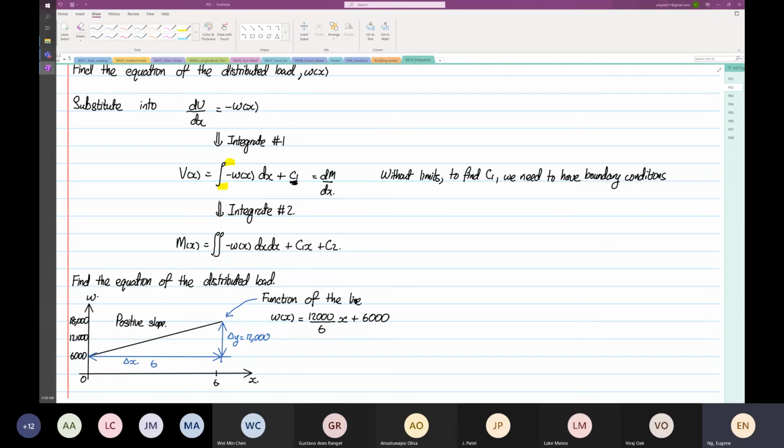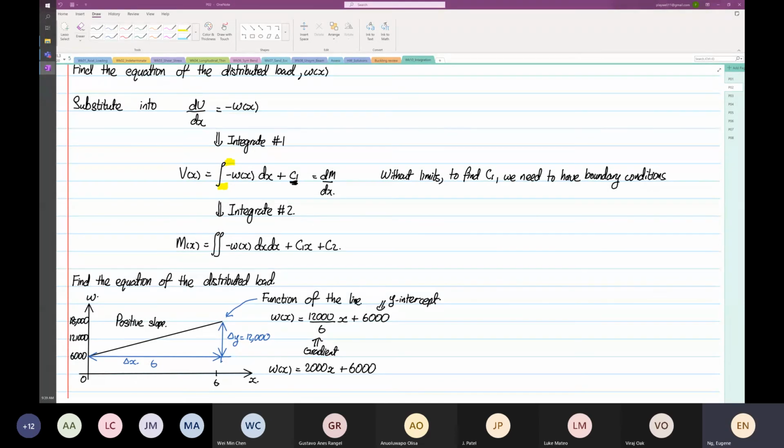And the 6,000 over here is your y-intercept, and this is your gradient. So now we have omega as a function of x. It will be equal to 12,000 divided by 6, which is 2,000 x plus 6,000. So now we have this already.